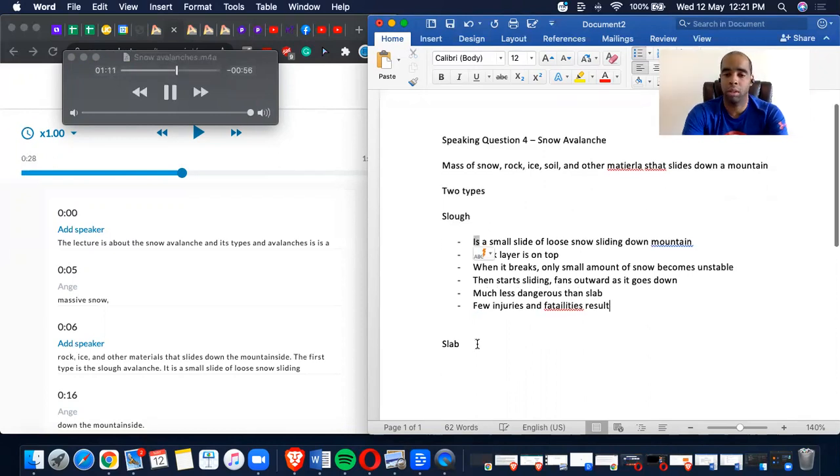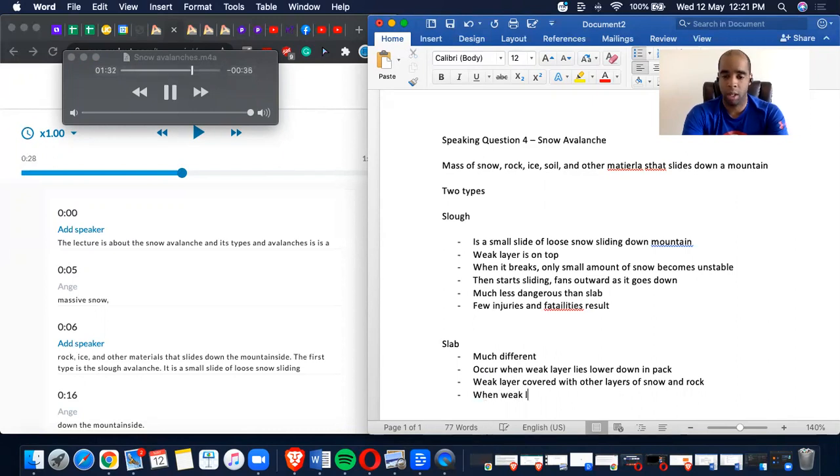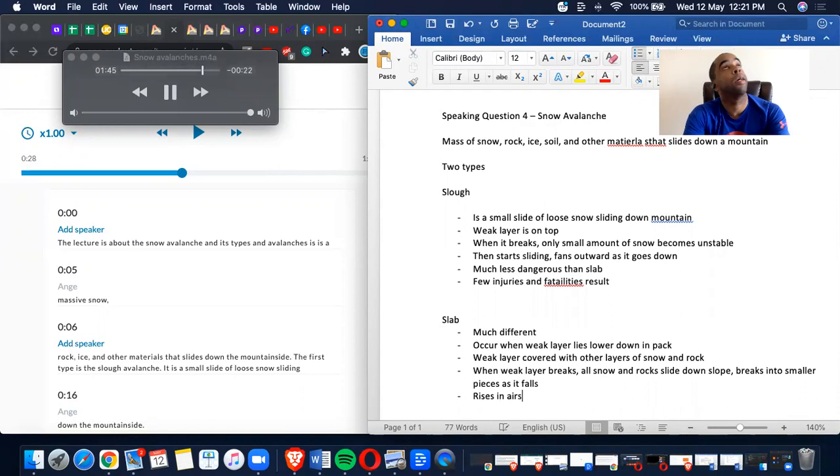On the other hand, slab avalanches are much different from slough avalanches. They occur when the weak layer of snow lies lower down in the snowpack. This weak layer is covered with other layers of compressed snow and rock. The avalanche happens when the weak layer breaks. This allows all of the snow and rocks on top of it to slide down the slope, breaking into smaller and smaller pieces as it falls. Some of the pieces rise into the air as a moving cloud of icy particles. The cloud races downhill at very high speeds, so the thickness and speed of slab avalanches make them a huge threat to skiers, snowboarders, mountaineers, and hikers.